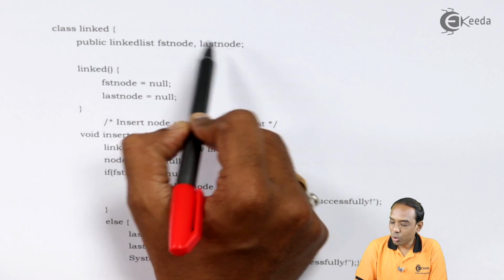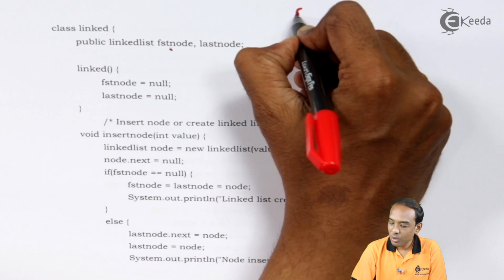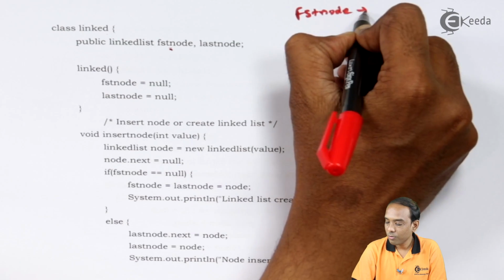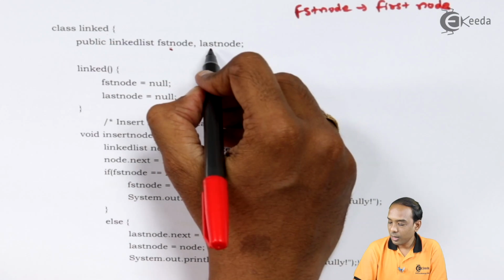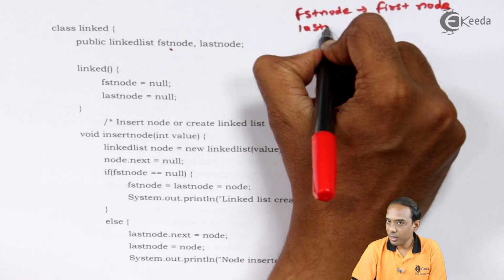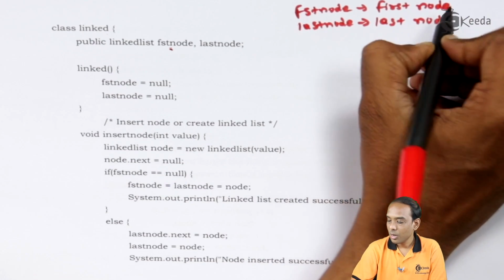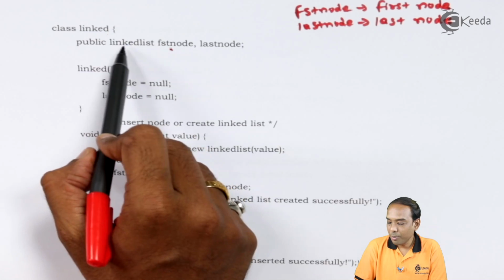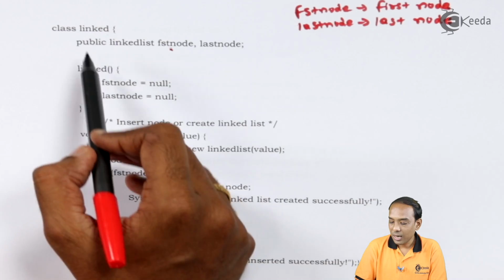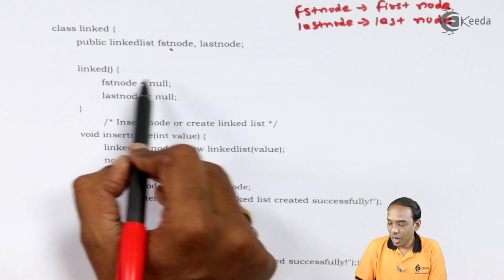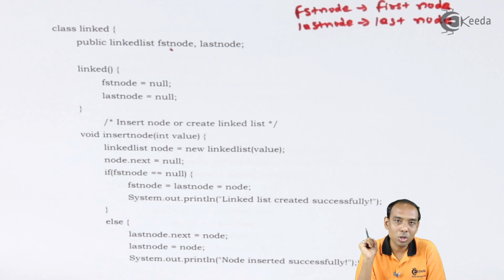In that we have two variables, that is first node and last node. Now this first node will define the first node, and the last node variable will define the last node. Now I've used the variables of which class? Linked list class. Then I've created the constructor of this class. Now the starting value will obviously be null. So the first node is null and the last node is also null.